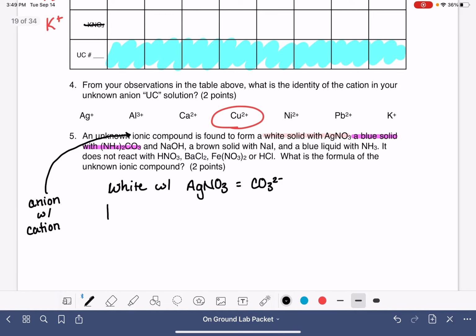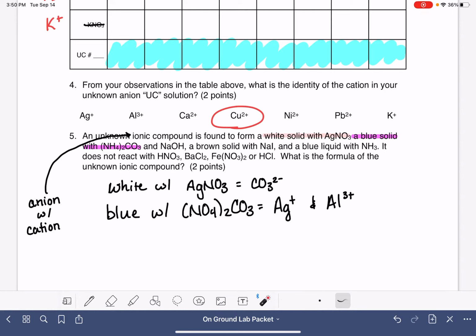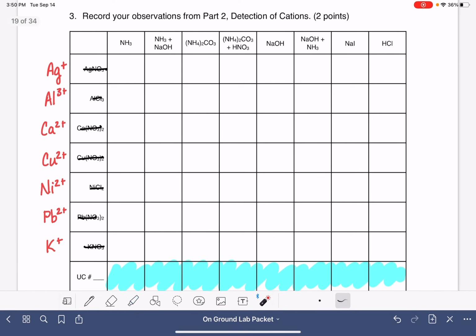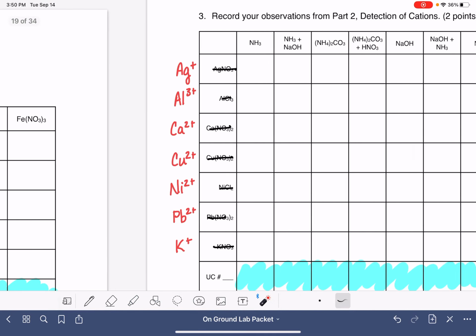So a blue with our (NH4)2CO3 would mean maybe it's silver or maybe it is aluminum. It can't be both. It has to be one or the other. We just don't have enough information to figure out which one it is. We also have some more information: a blue solid with NaOH. Okay, so we're going to go back to our NaOH again. It's right here.